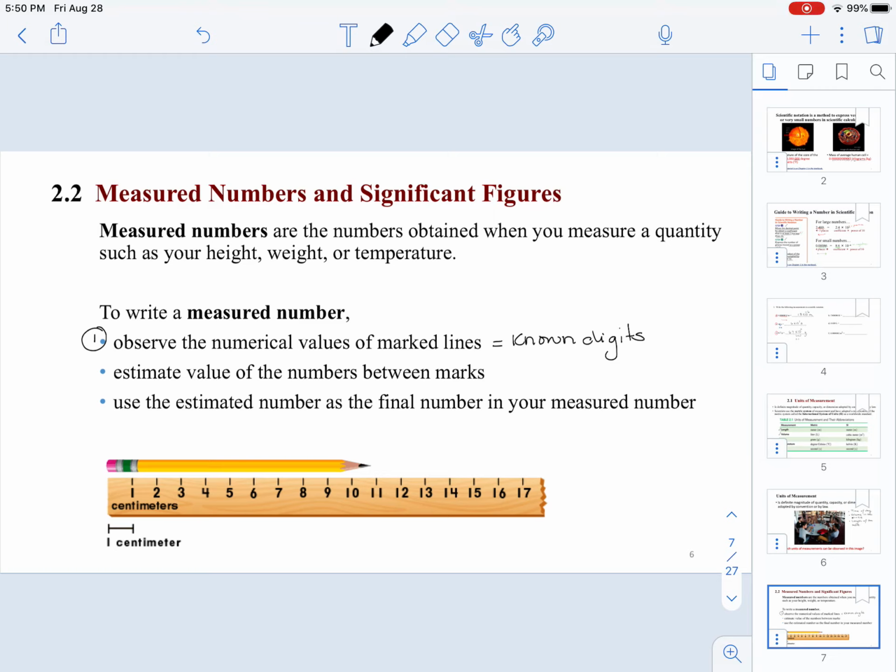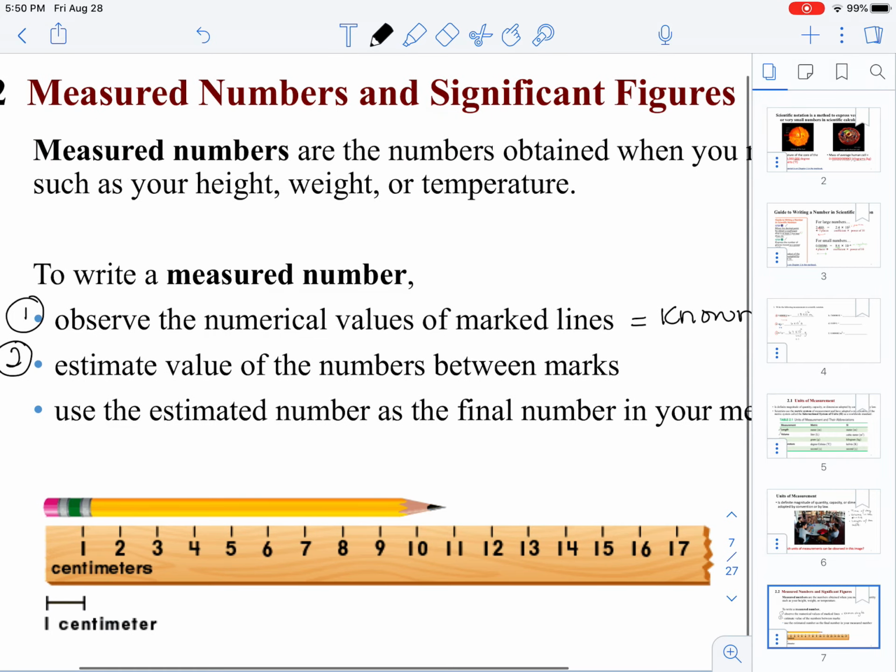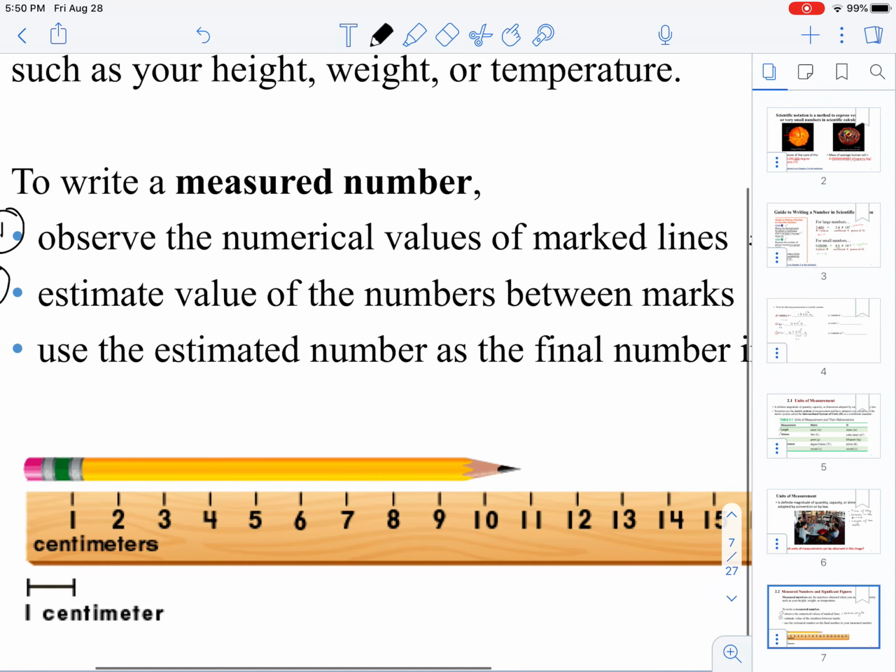Then we're going to write an estimated value, which is the number that we're going to be estimating that is going to be in between the lines. And understand that this estimated value is going to be the last number that we're going to write in that measured number. So let's take, for example, I'm going to zoom in into the slide. Let's take, for example, this object that we have in the ruler in the bottom of the slide. As you can see, this is a drawing of a pencil, and we have a specific ruler that is going to give us a measurement in the unit of centimeters. So the abbreviation of centimeters is cm.